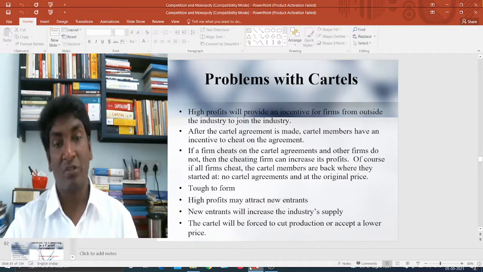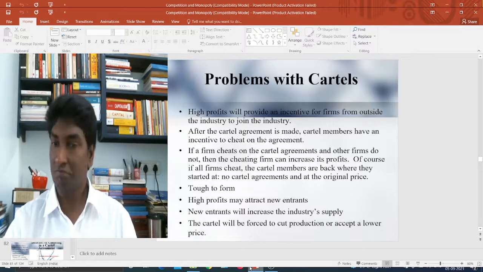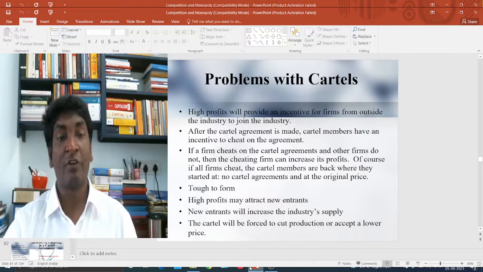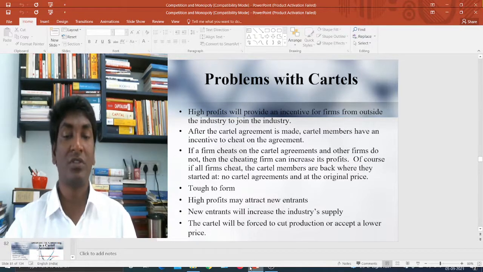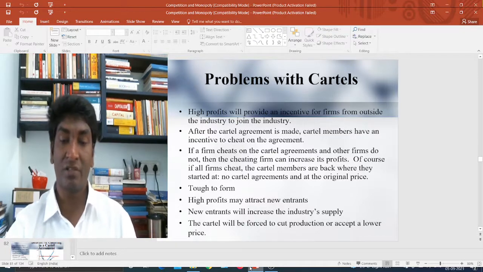So after the cartel agreement is made, cartel members have an incentive to cheat on the agreement, quite possible. If a firm cheats on a cartel agreement and other firms do not, then the cheating firm can increase its profit. Of course, if all firms cheat, the cartel members are back where they started, with a new cartel agreement and the original price. So these are possible, tough to form. High profit may attract a new entrant. New entrants will increase the industry supply. The cartel will be forced to cut production or accept a lower price.